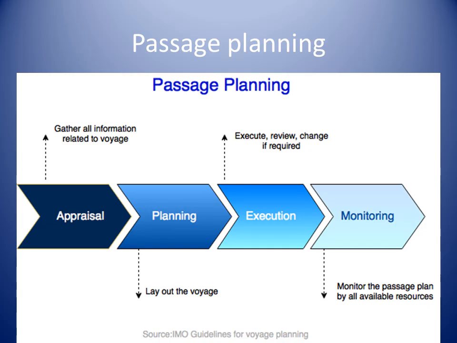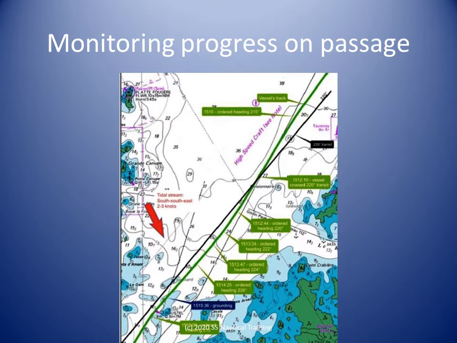According to the International Maritime Organization, passage planning has 4 elements: appraising all relevant information, planning the intended voyage, executing the plan taking account of prevailing conditions, and monitoring the vessel's progress against the plan continuously. The coastal navigator must monitor the progress of the boat along the planned route.